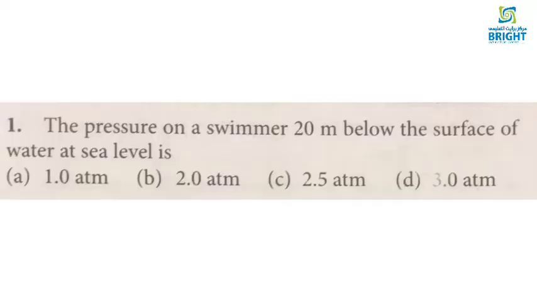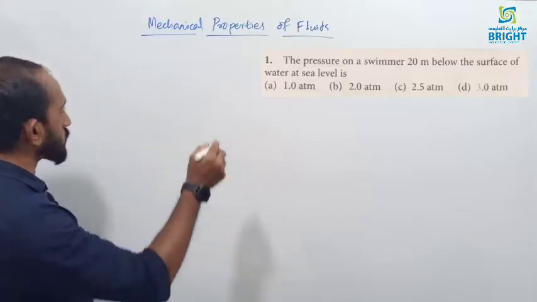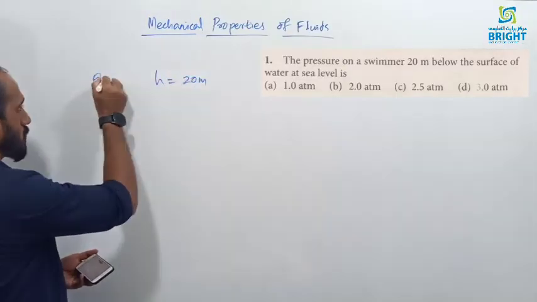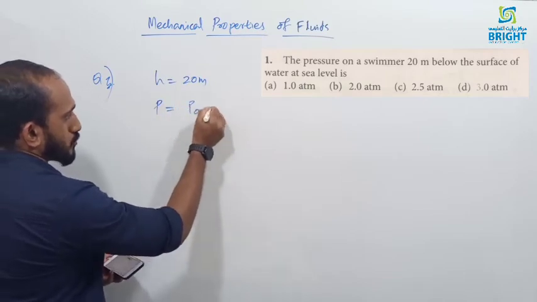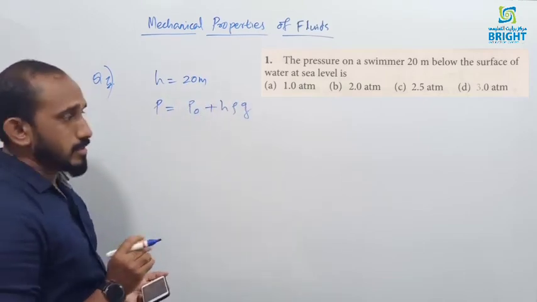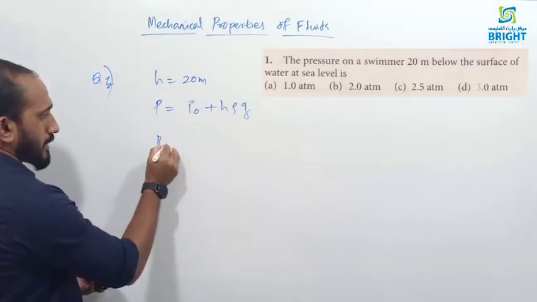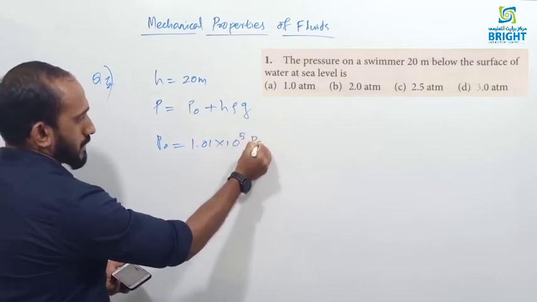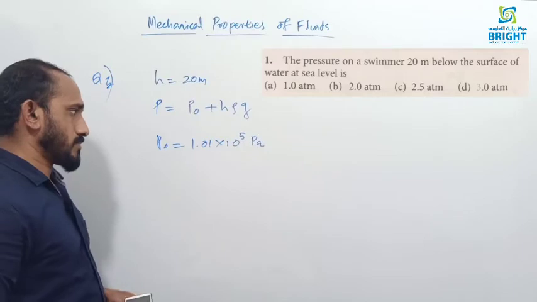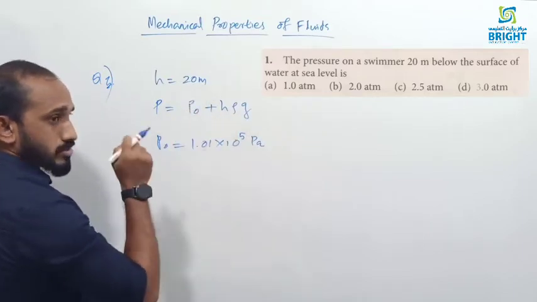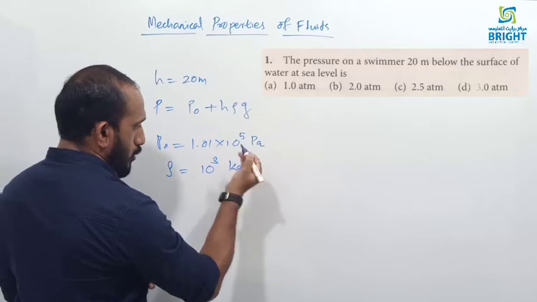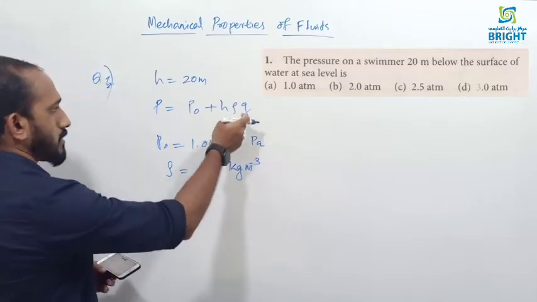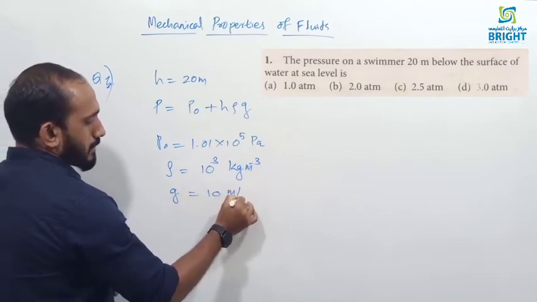A question like this: the pressure on a swimmer 20 meters below the surface of water at sea level is the question. So here H is given, 20 meters. You know the equation, below the surface of a liquid, P is equal to P0 plus H rho g, where P0 is the atmospheric pressure, that is 1.01 into 10 raised to 5 Pascal, one atmospheric pressure we will call it. H is the height given, rho is the density, rho is equal to 10 raised to 3 kilogram per meter cube, mass per volume, and g you can take as 10 meter per second square.